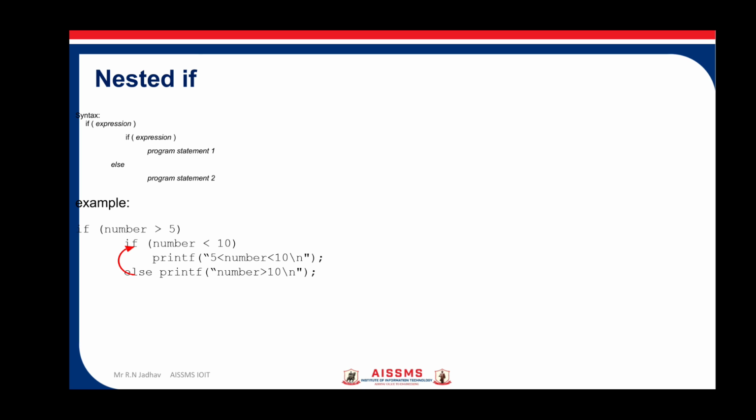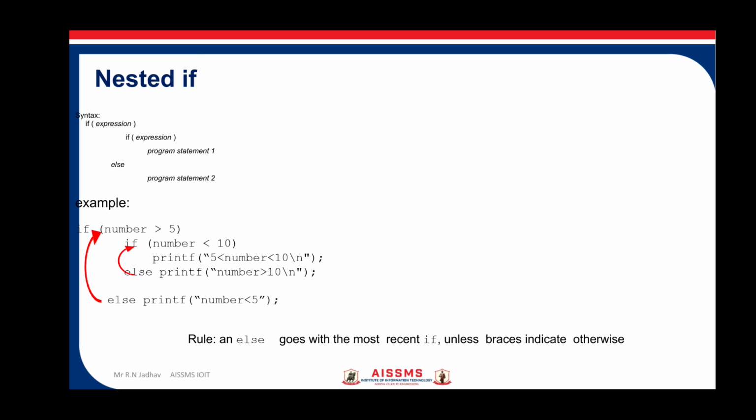So to which if will this else belong? The else always belongs to the most recent if. Here in this case we can also have another else. Now this else will belong to the first if in the statement. So the rule is the else goes with the most recent if unless it is indicated by the brackets.